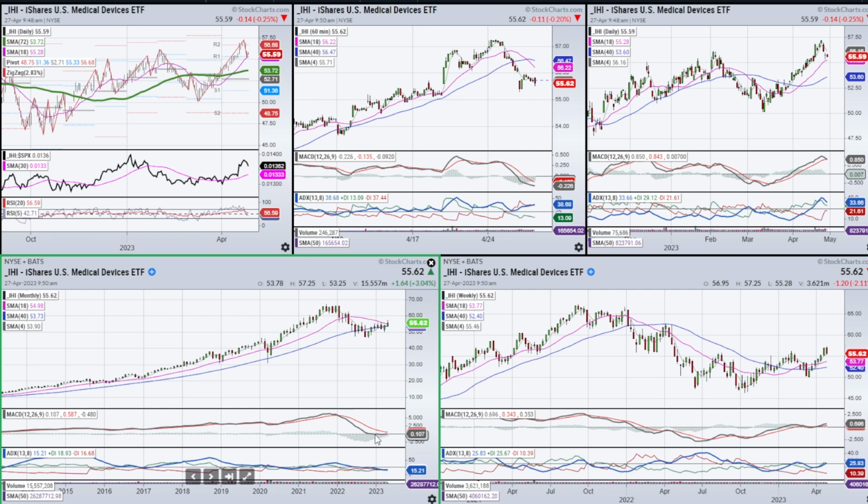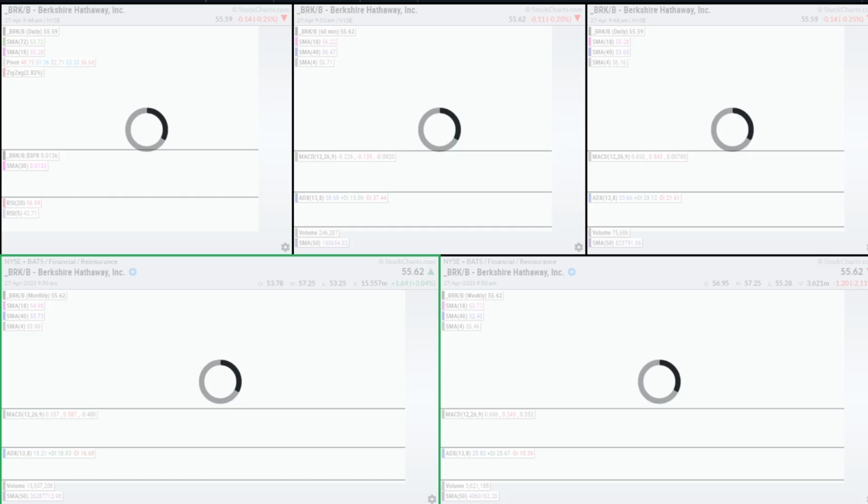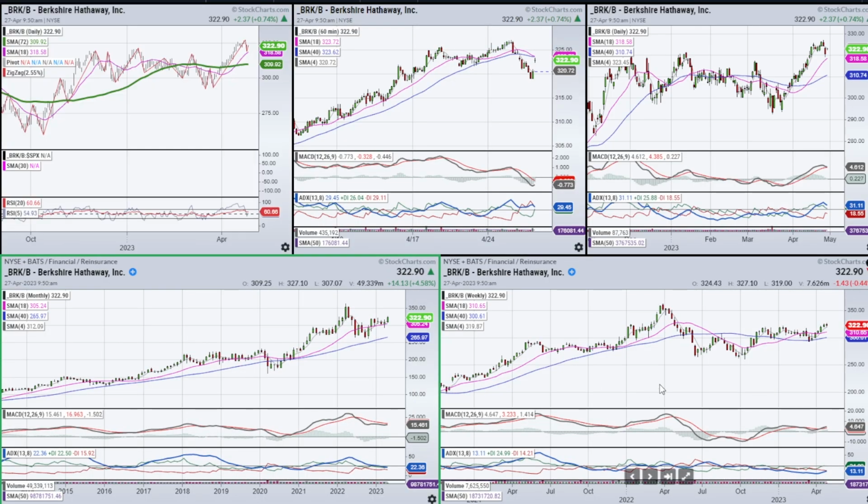We're showing nice support on the MACD on the monthly, and we're trying to get through this 18 months. So this is sort of encouraging, what's going on here. I don't want to see a violent break of 55, but we could drift back down below that a little bit. Okay, let's look at Berkshire.